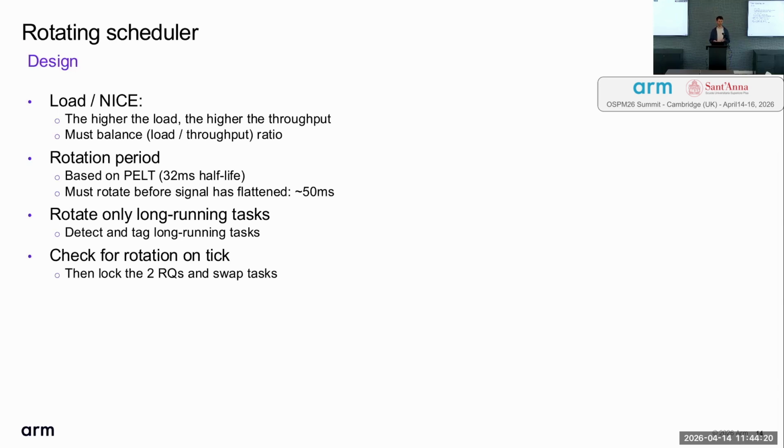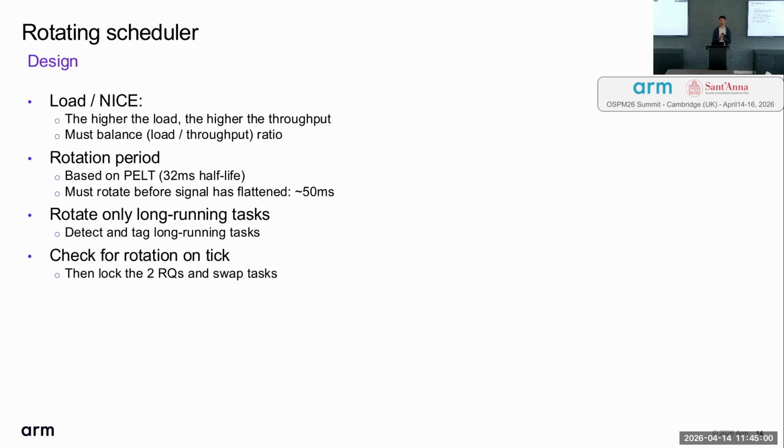About how often we should rotate tasks, the mechanism is based on PELT, which has a certain half-life value, which means that the signal is more or less valid during a certain window of time. If you look at the PELT values at 1 second, you don't really have any meaning anymore. So we should rotate reasonably quickly, let's say between 50 and 100 milliseconds. It's possible to configure that.